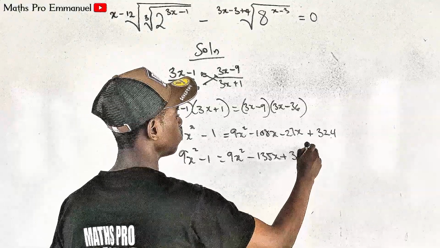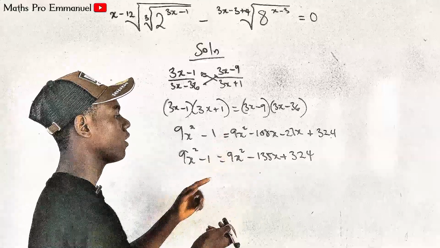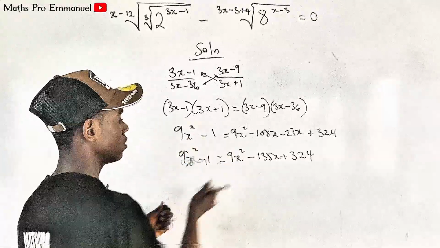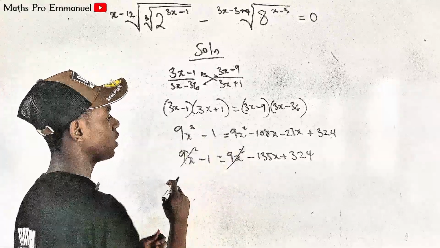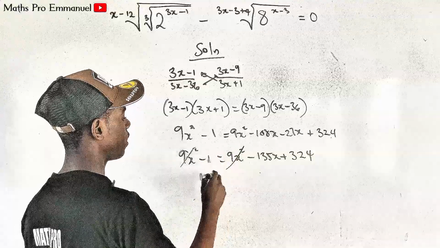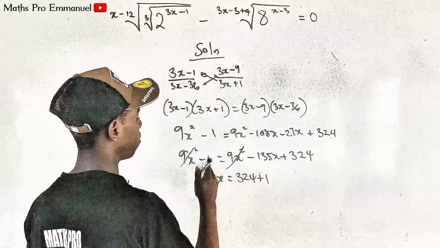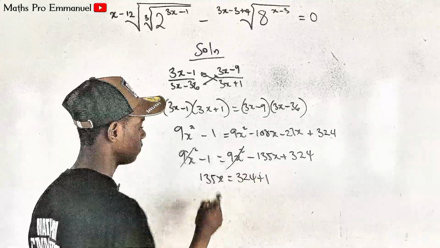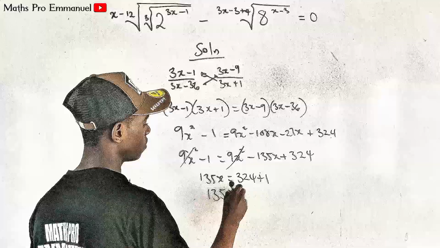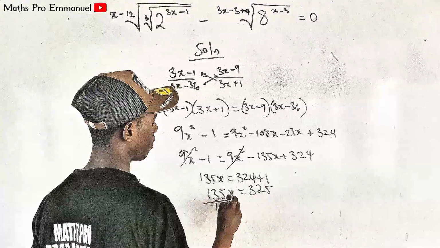So now if I move 9x squared here, you can observe that the 9x squared will cancel the other 9x squared. If I move it here, I'll have 0. So let me move this one here. I'll have 135x will now be equal to 324 plus 1 when I move this plus 1 here. So I have 135x will now be equal to 325. From here, I'll divide both sides by 135.